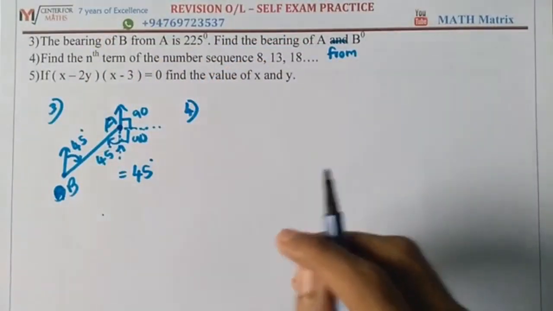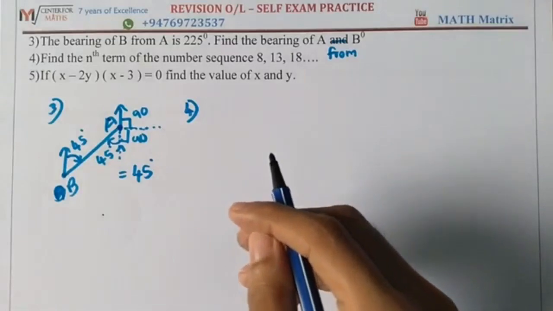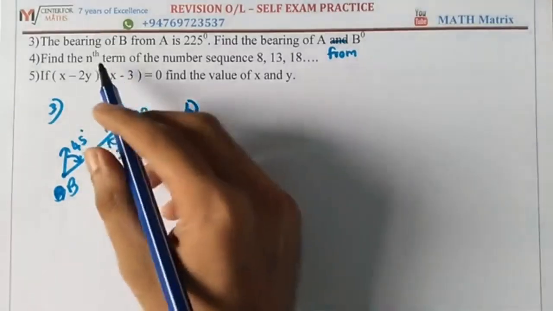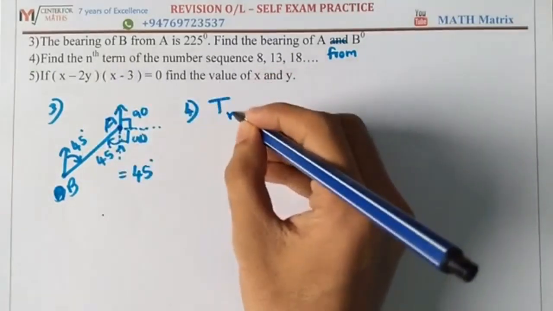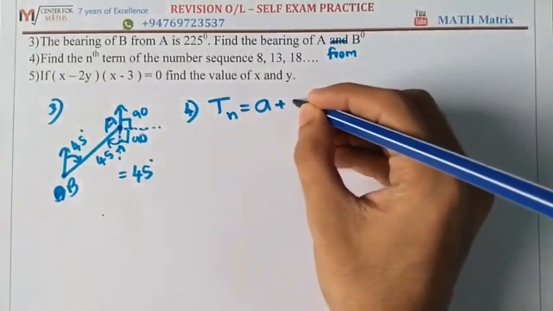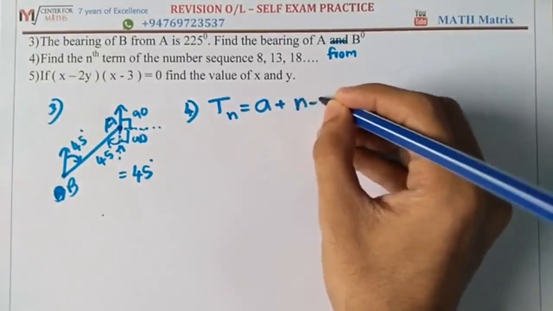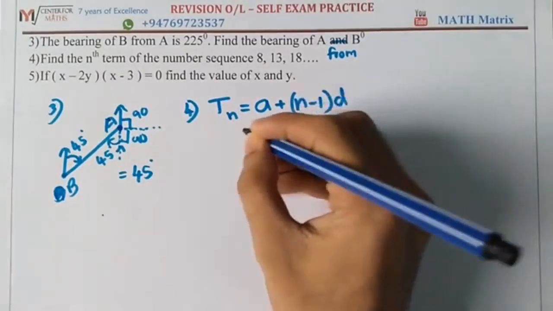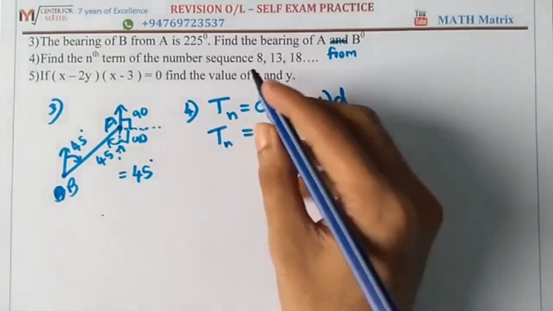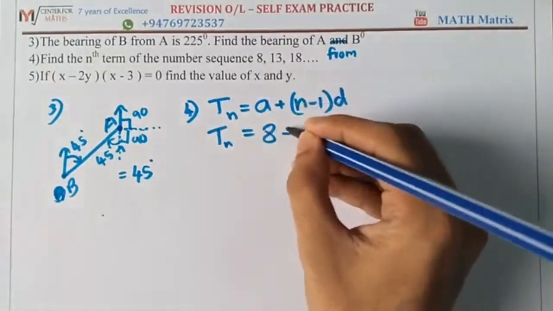And now we are moving to the fourth one. Find the nth term of the number sequence 8, 13 and 18. They are asking us to find the nth term. How to find that? You all know it has a common formula: Tn equals a plus (n minus 1)d. Do we have the initial term or not? Yes, the first term is 8. Already they have given that.